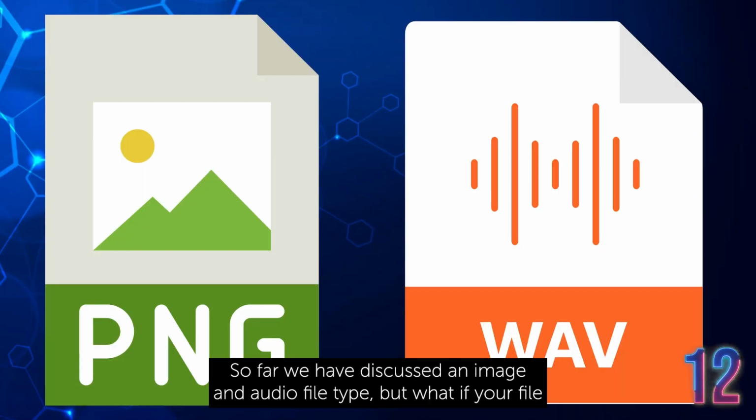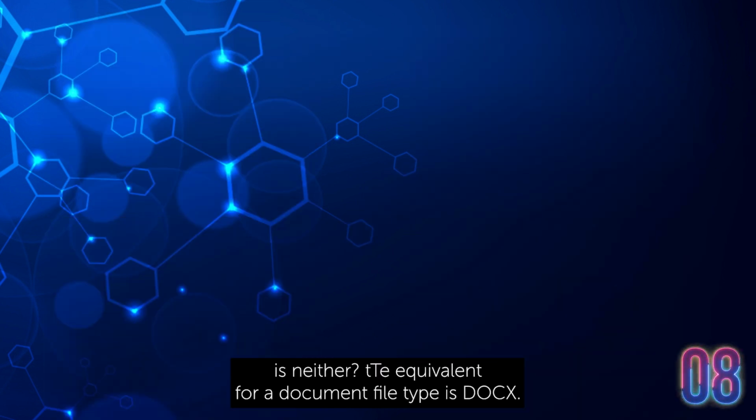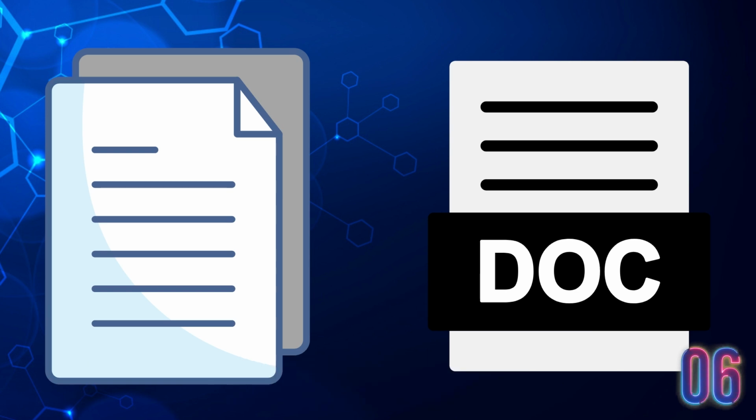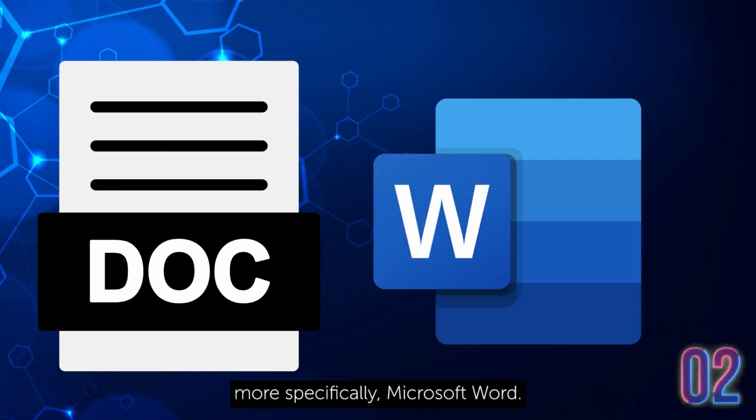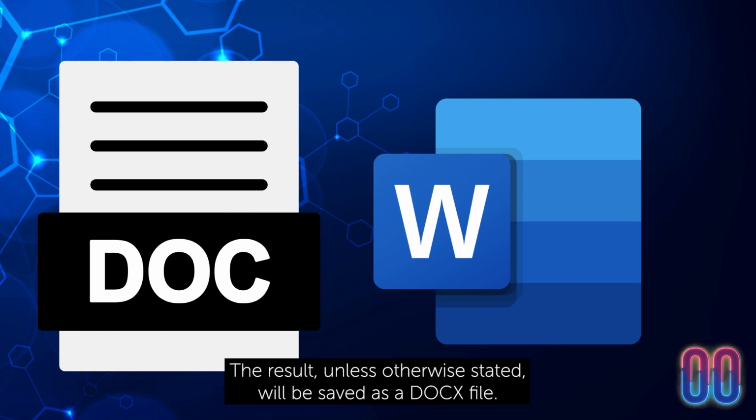So far, we have discussed an image and audio file type, but what if your file is neither? The equivalent for a document file type is DOCX. This file type is a proprietary file format for Microsoft Windows, more specifically Microsoft Word. When completing a Word document, the results, unless otherwise stated, will be saved as a DOCX file.